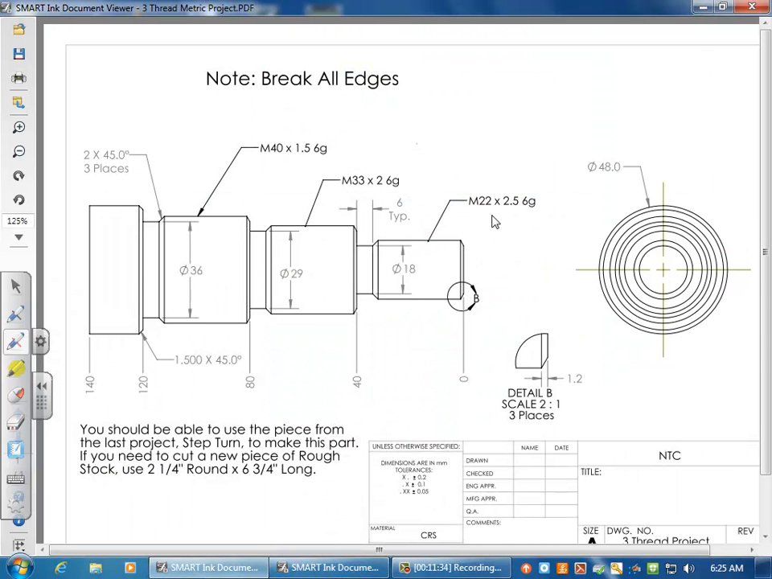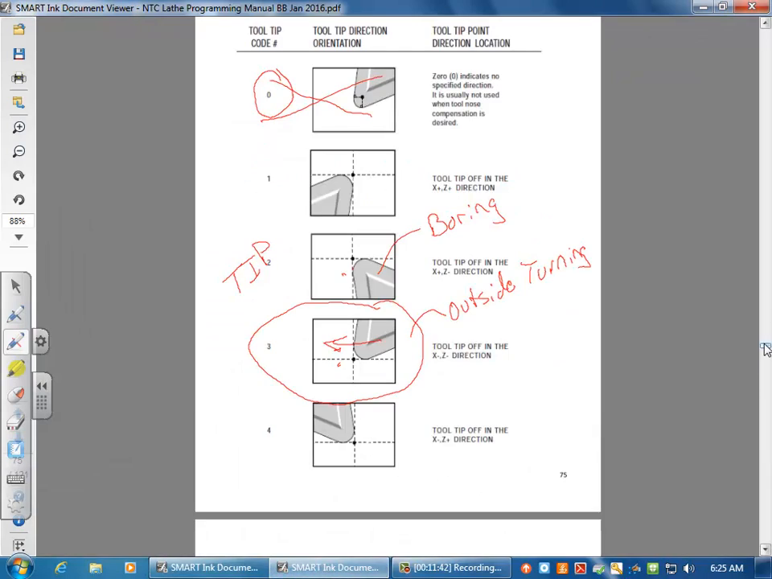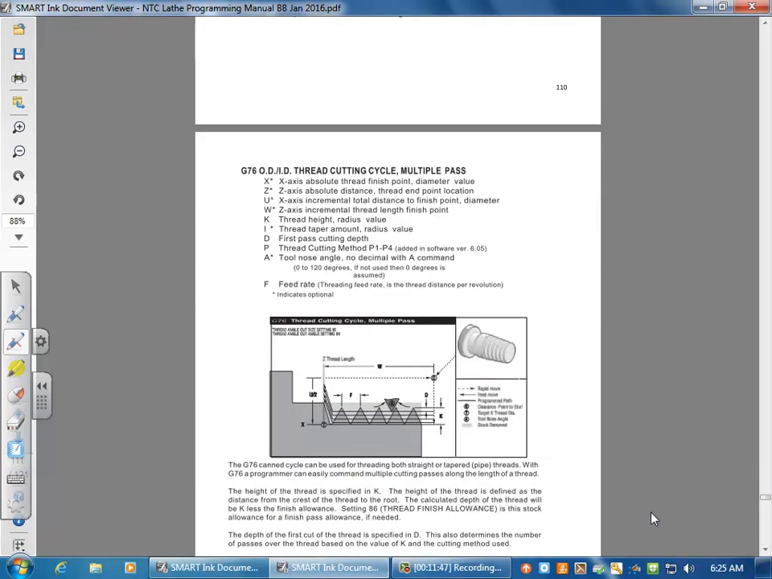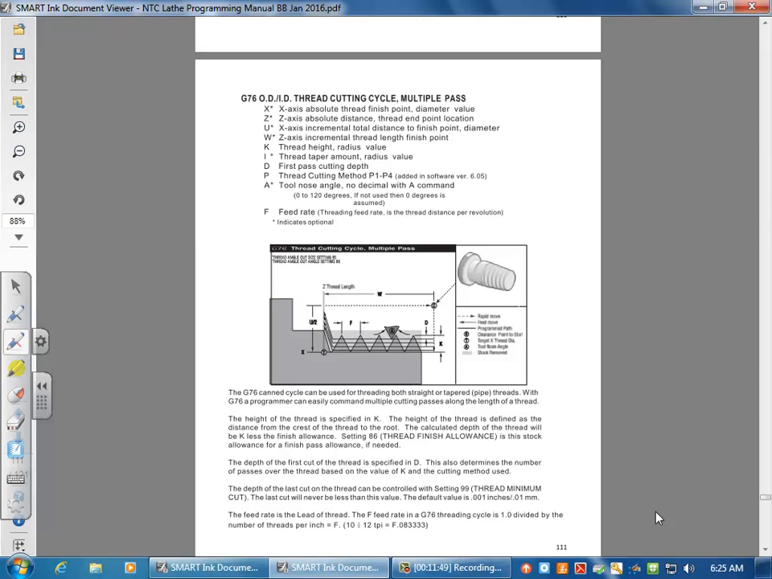So the other thing we have to do is we have to cut these threads. Okay, so in your manual, I believe it's around page 112 is where you're going to cut out your threads. So inside a G76, you can use this for OD or ID thread cutting. You need your X, and it would help if you don't have notes from your programming classes, you might want to write these down.